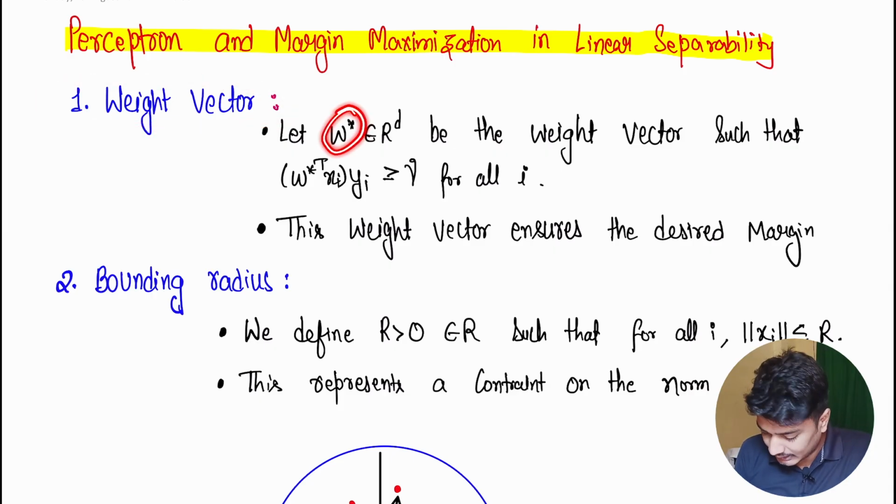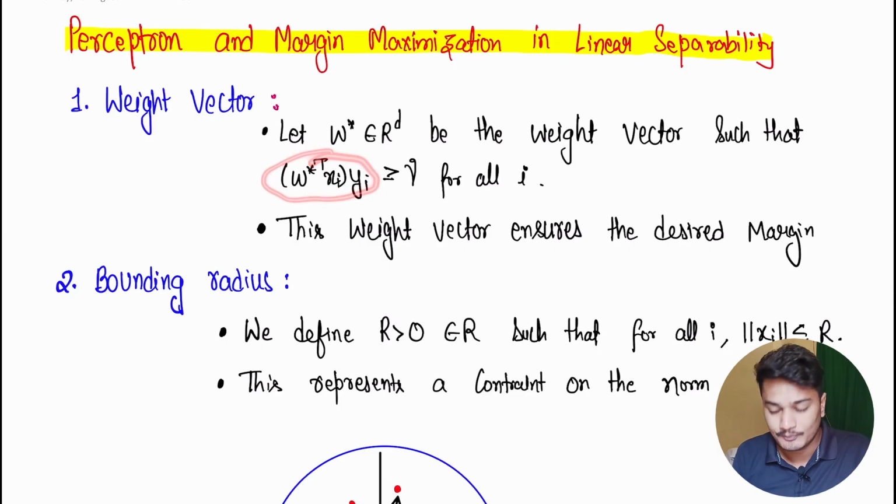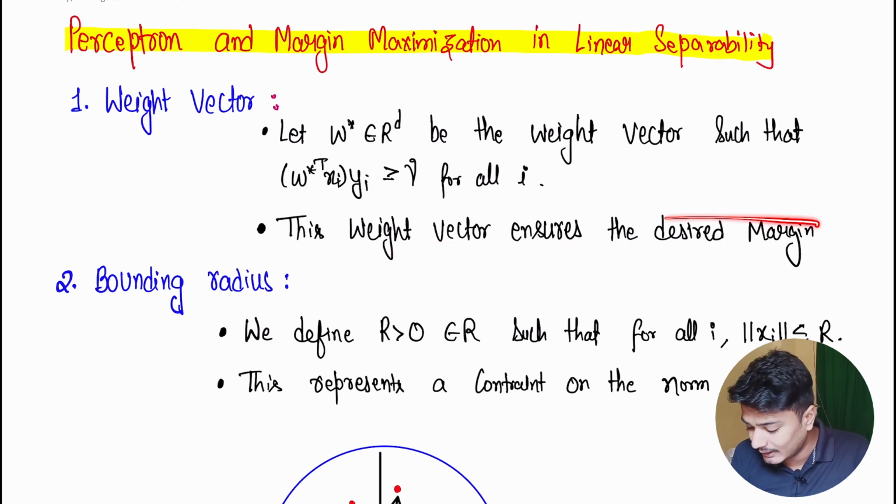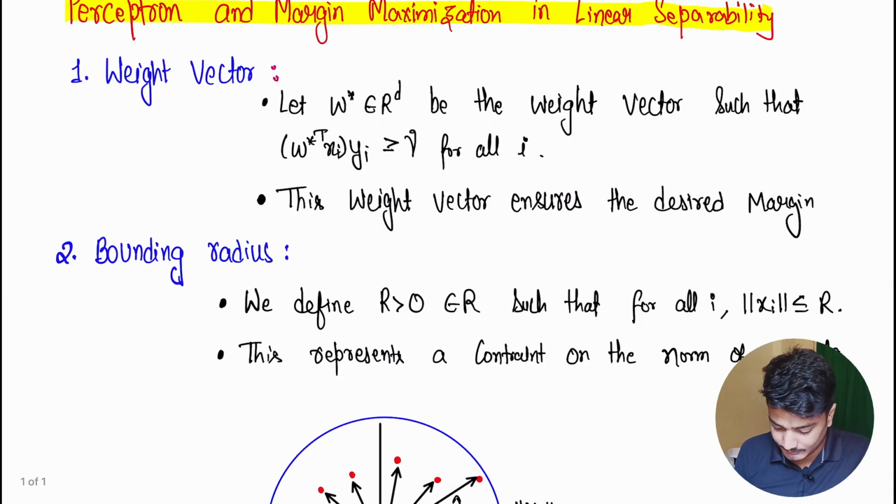Let W star belong to R^d, d-dimensional, that is, one of the points from the data set, be the weight vector such that W star transpose xi is greater than or equal to some gamma for all i. So the weight vector is basically a vector which separates the data with some margin. It's always greater than or equal to some margin. This weight vector ensures the desired margin, that is, how much margin there should be.